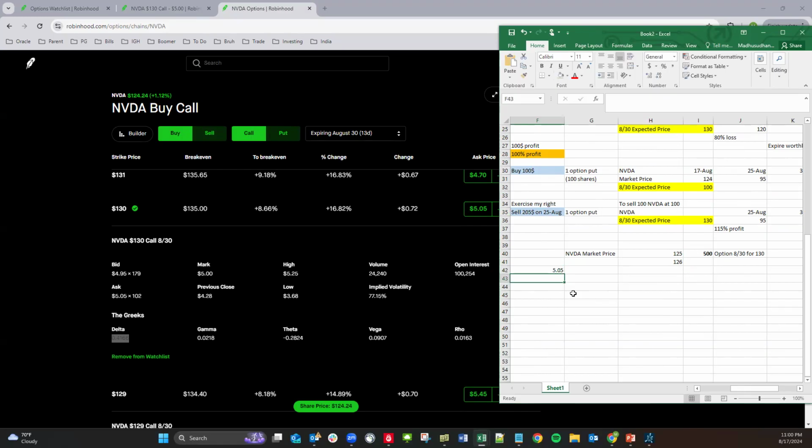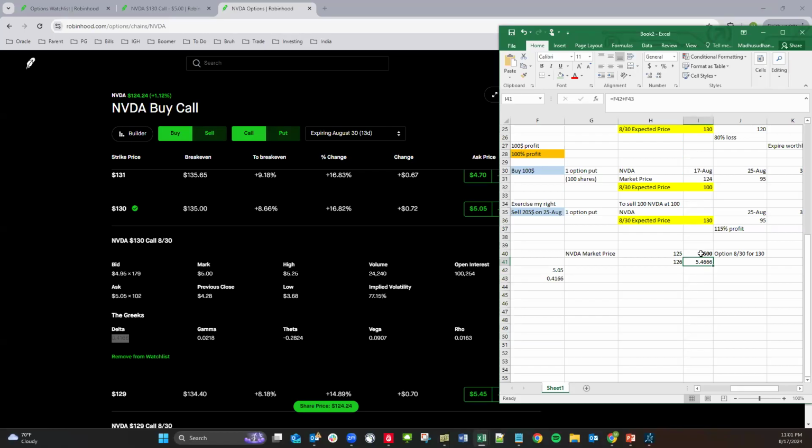505. Then the delta is 0.146. So what it means is if my stock price moves to 126, then my option call is essentially going to become this plus this. So let's put in 200. Okay, anyway, so $546 essentially.